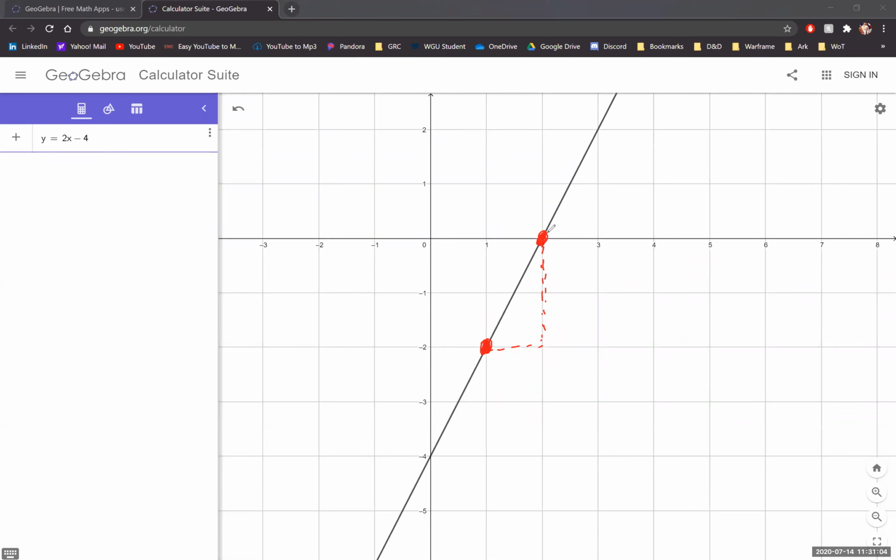So here, we're going to ask ourselves, how far am I moving horizontally, left to right? I'm only moving one place. Specifically, I am moving one in the positive direction. Got a positive 1 there. How far am I moving vertically? Well, I'm moving up 1, 2 spaces, and I'm moving in the positive direction. So I've got 2 written in there.